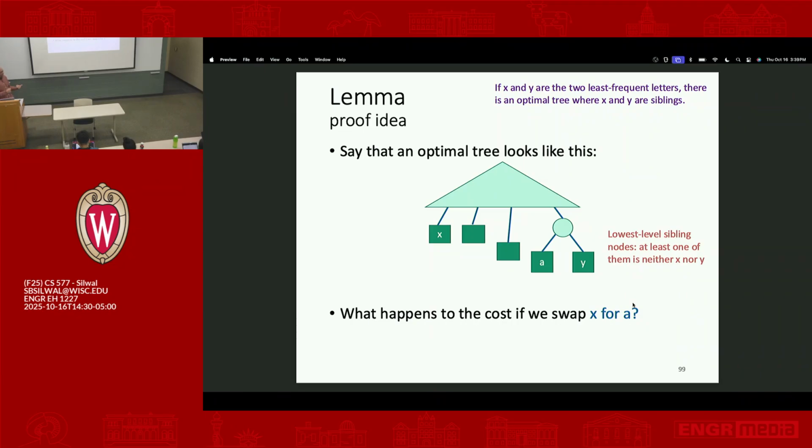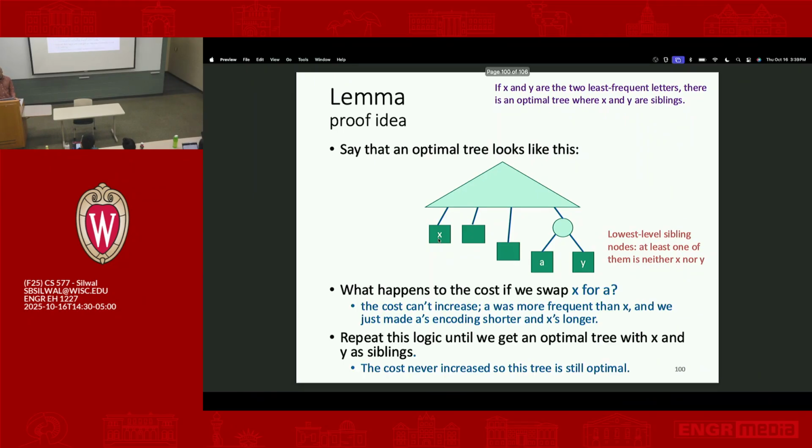Well, then if I swap X and A, A actually has a shorter encoding, so that if I do the expected value calculation, I win. Okay, so that's all this is saying. If the 2 least frequently used things are not together, I can swap the thing that is with them, and still get an optimal tree. Okay, so I can do the swap.